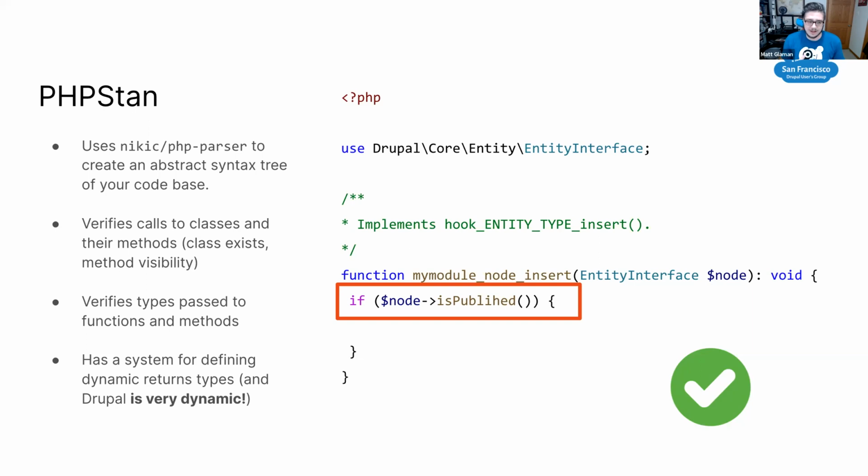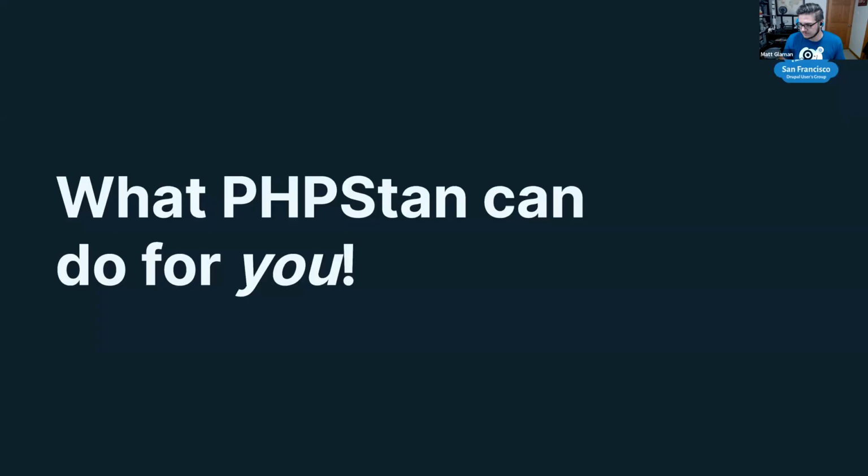It also verifies types of arguments that are passed into functions and methods. And it also has a system for helping teach PHPStan what kind of type is going to be returned. Drupal has a lot of dynamic return types, so this has actually been really great to make the system a little bit smarter when reading Drupal code. And that's what we're going to dive into. But with PHPStan, you can see I drew the red box over is publi, and it's going to say, hey, this method doesn't exist. So there's an error on hand.